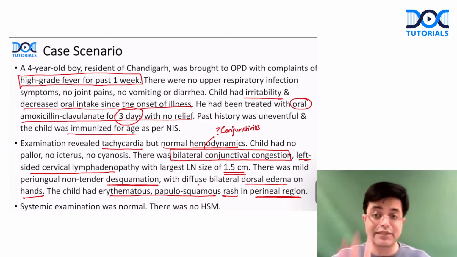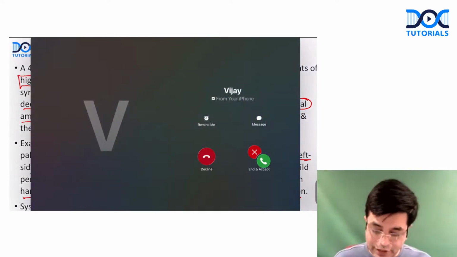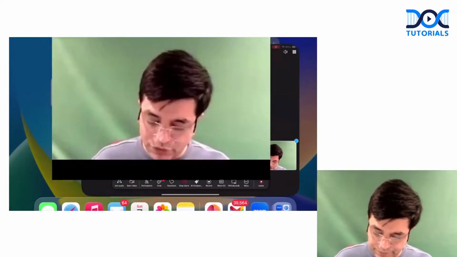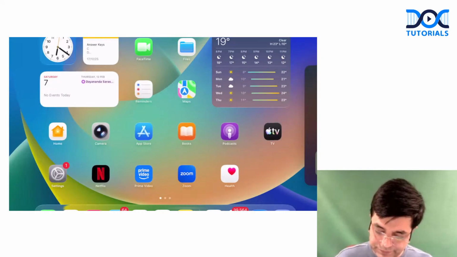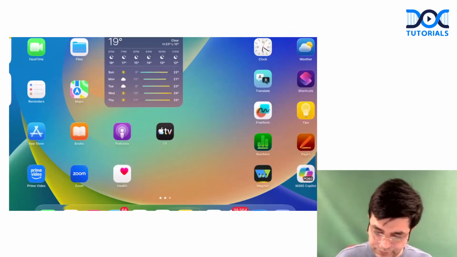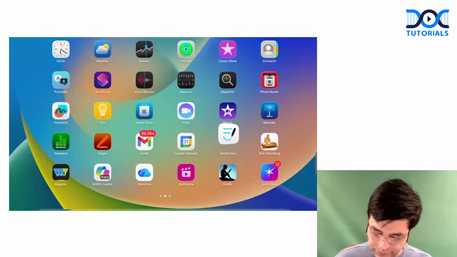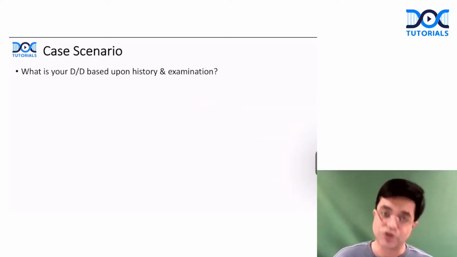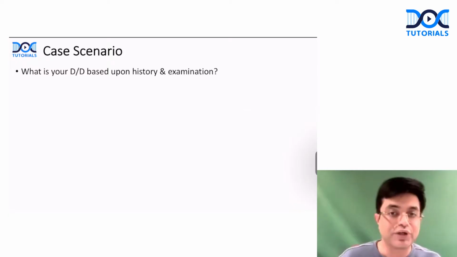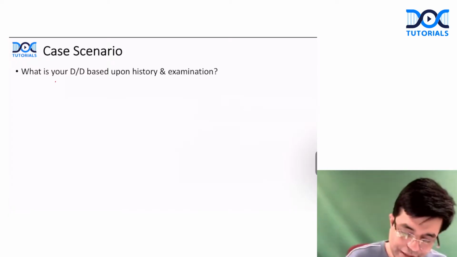There is no hepatosplenomegaly and systemic examination was normal. It is not significant. So, we are probably thinking of either some infection or some inflammation. So, what is your differential diagnosis based upon history and examination? The possibilities we will consider.